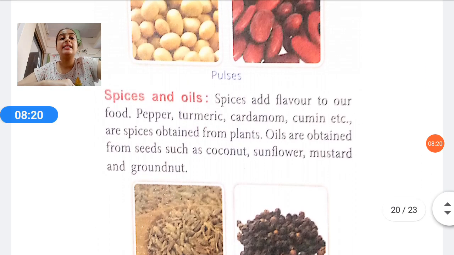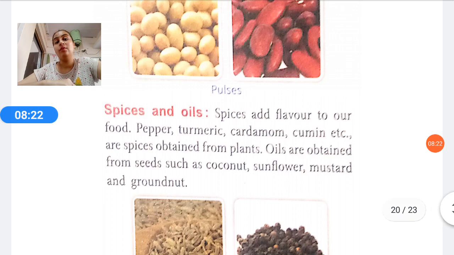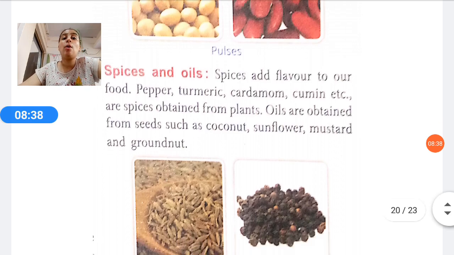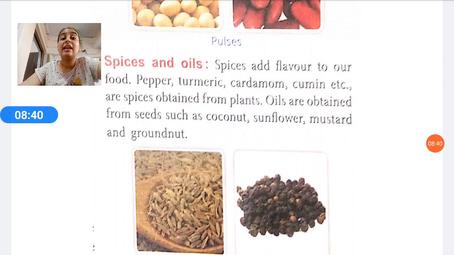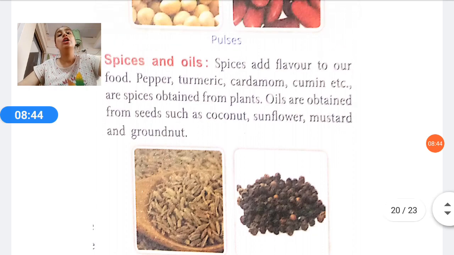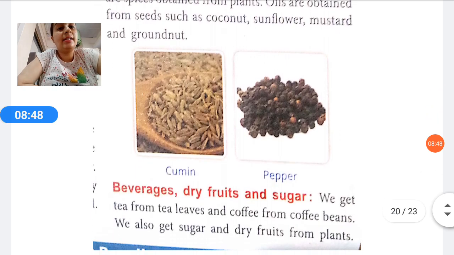Spices and oils. Spices add flavor to our food. Without masale, our food would be tasteless. Pepper, turmeric, cardamom and cumin are spices that we obtain from plants. Oils are obtained such as coconut oil, sunflower oil, mustard oil and groundnut oil. So these are the various types of oils that we get from plants.